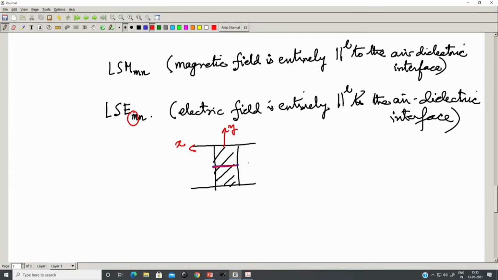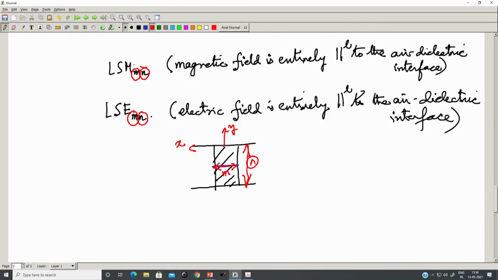Okay. So, LSM even or LSM odd or LSE even or LSE odd. The other subscript n describes the variation of the standing wave pattern between the ground planes of the NRD. So, it describes the variation of the fields in this direction. M is along this direction, n is along that direction. So, that describes the modal numbers or the eigen numbers m and n for both the LSM and LSE modes.